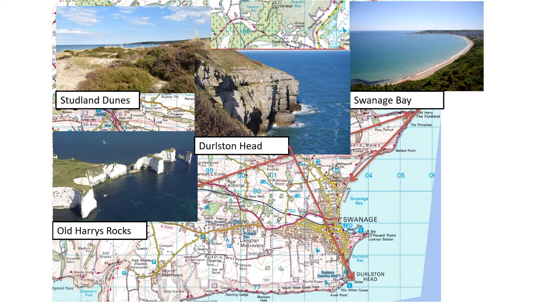So there we go. Those are the 4 landforms we're going to be focusing on. Old Harry's Rocks and Durlston Head, definitely erosional landforms. Swanage Bay, a mixture of erosion and deposition. And Studland Dunes, very much deposition. So a bit of everything.